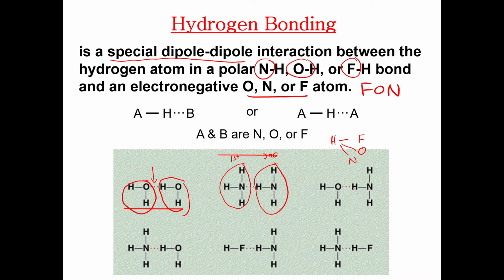So if this one is between water and NH3, there is still a hydrogen bond, okay, because H interacts with O. And this one, N interacts with H in HF. So as long as it is H with F, O or N, it is a hydrogen bond.